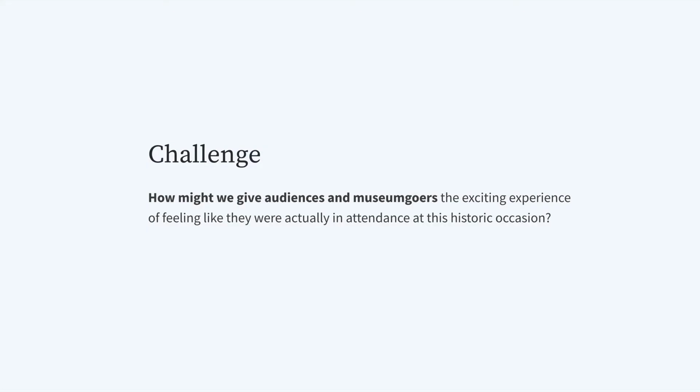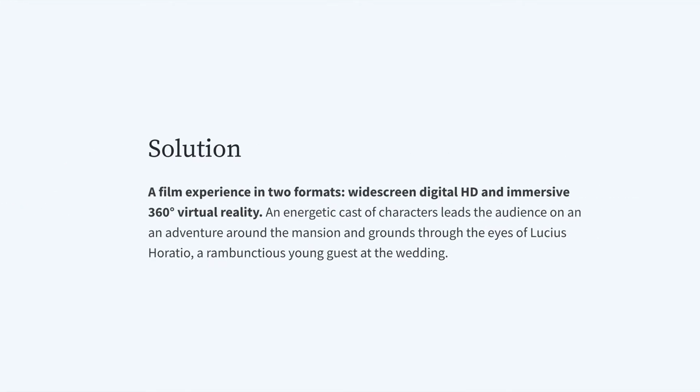The challenge that we identified in this project was how might we give audiences and museum goers the exciting experience of feeling like they were actually in attendance at this historic occasion. We arrived at the solution of a film experience in two formats: widescreen digital HD and immersive 360-degree virtual reality. An energetic cast of characters leads the audience on an adventure around the mansion and grounds through the eyes of Lucius Horatio, a rambunctious young guest at the wedding.